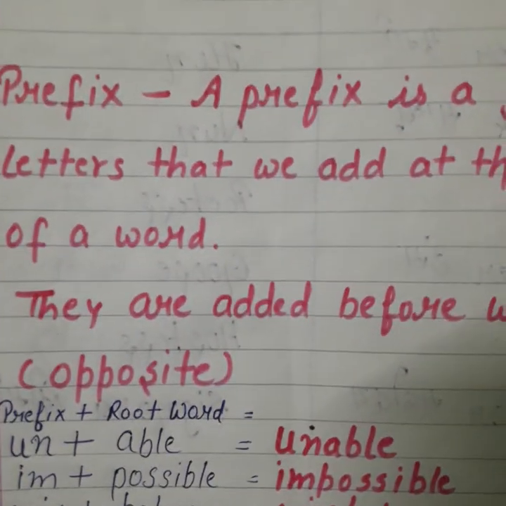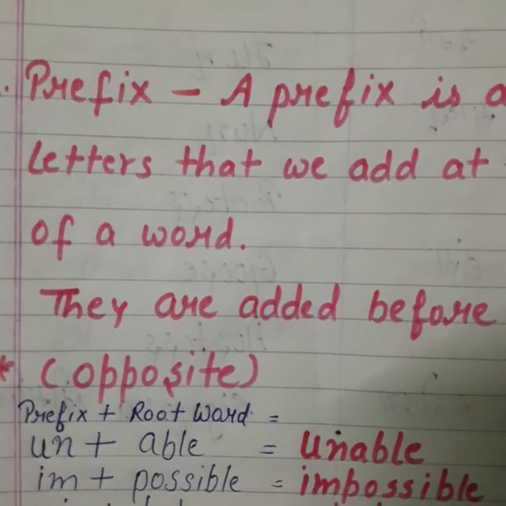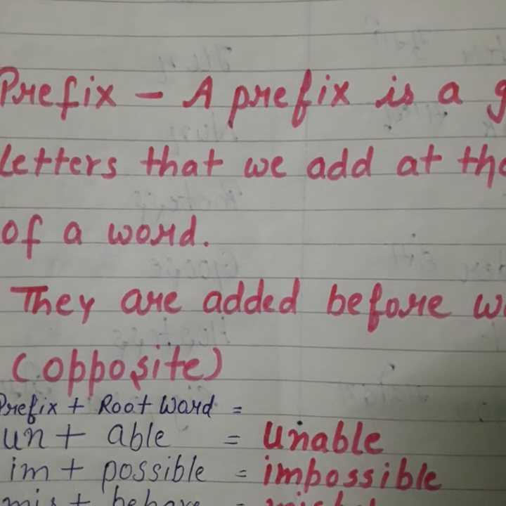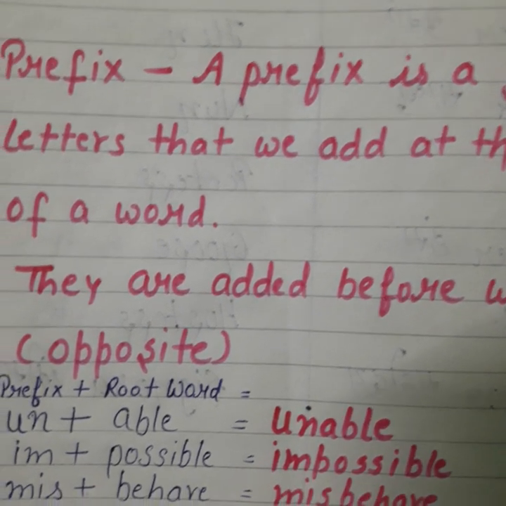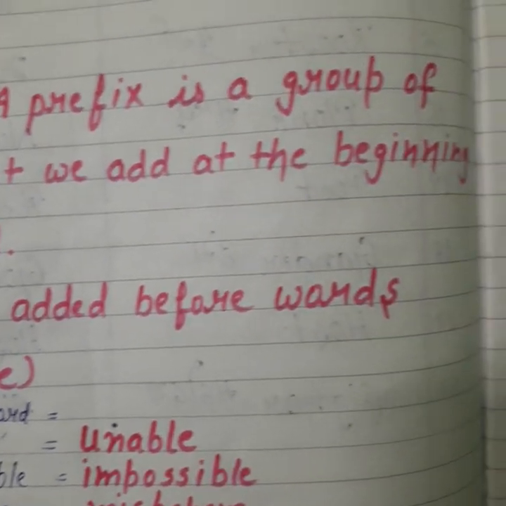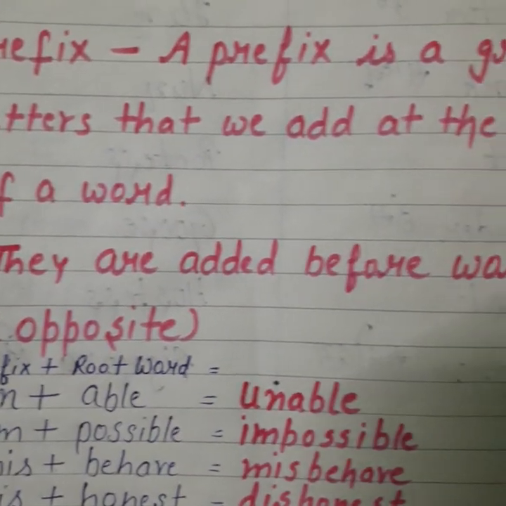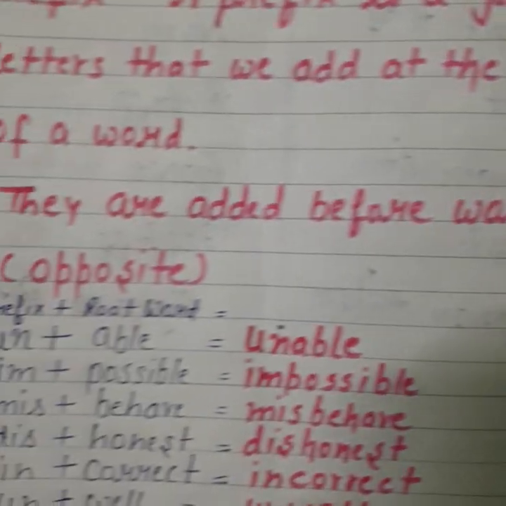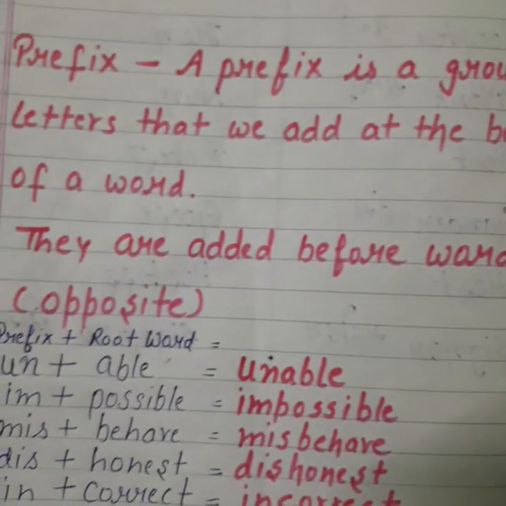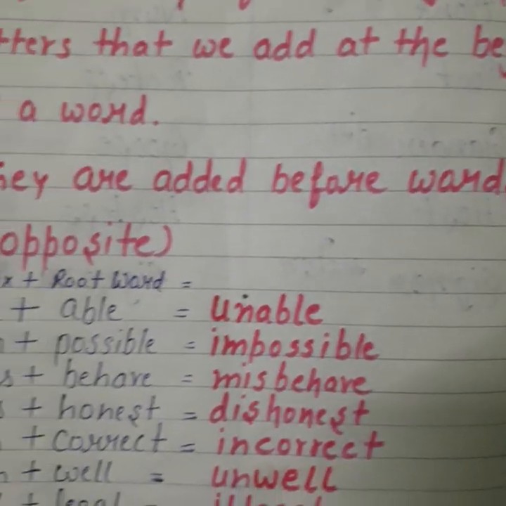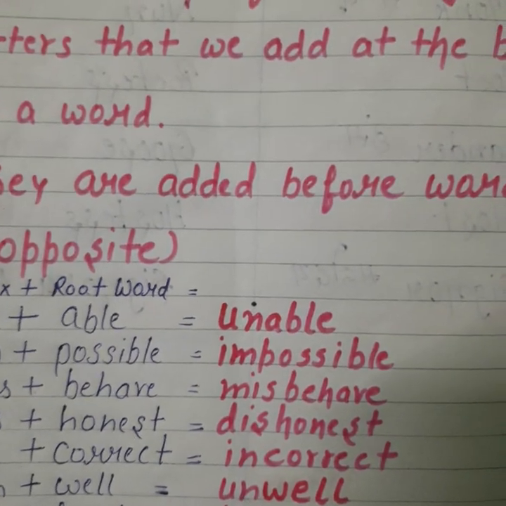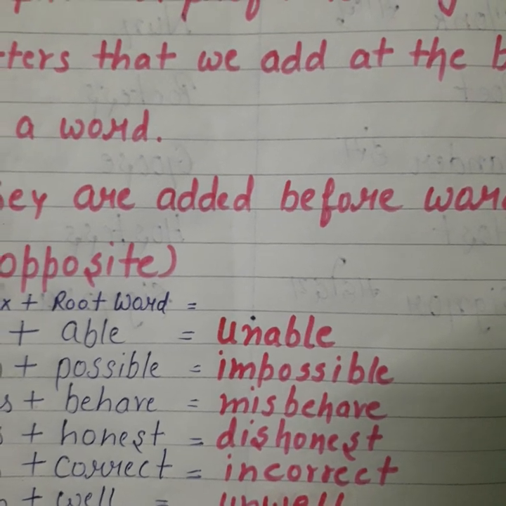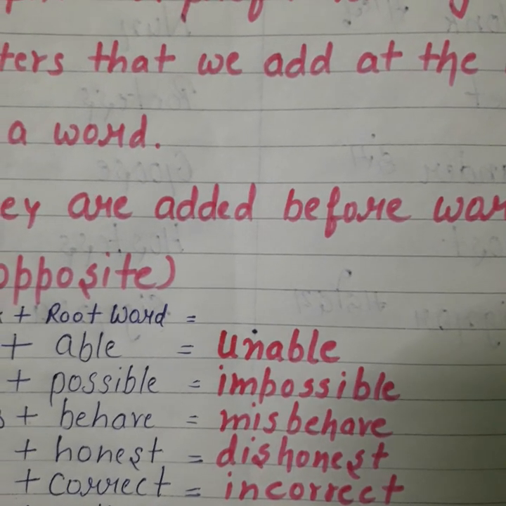So pre means pehle, means before. A prefix is a group of letters that we add at the beginning of a word. Prefixes are added before words. So prefixes are those words which we use to form opposite words.